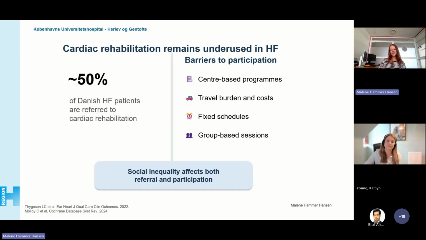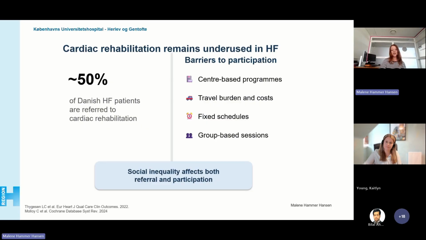Before introducing the program, I would like to briefly explain why we felt there was a need for an alternative or different approach to cardiac rehabilitation here in Denmark. We know that cardiac rehabilitation improves quality of life, self-care, and other clinical outcomes for people living with heart failure. However, participation is still lower than we would like to see.